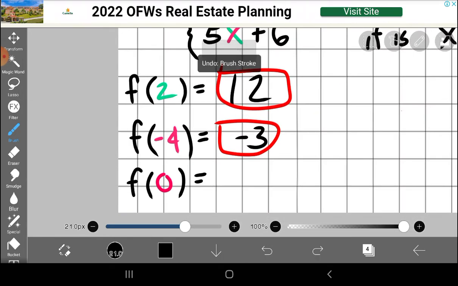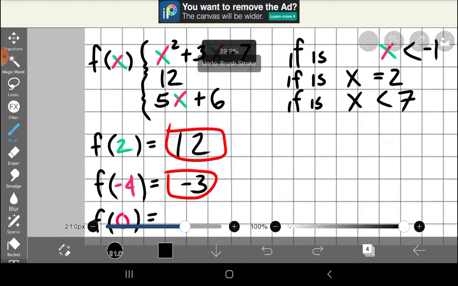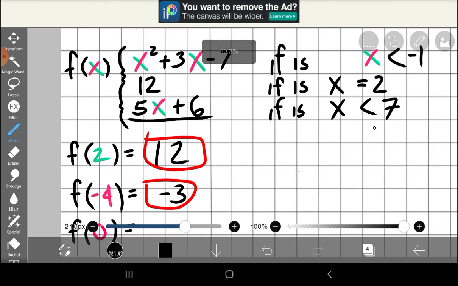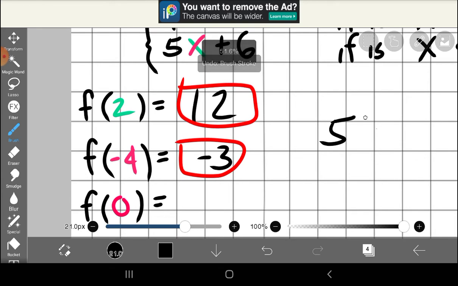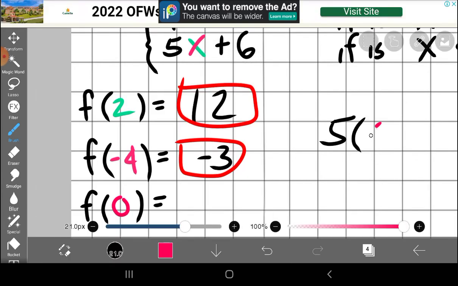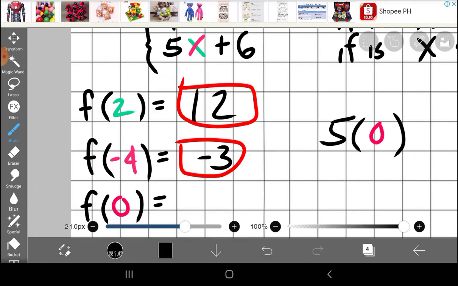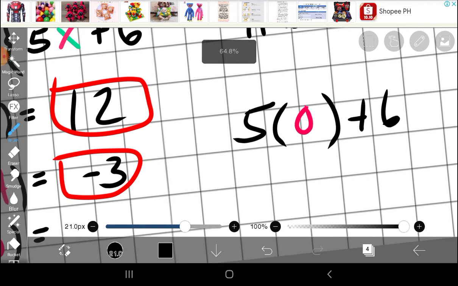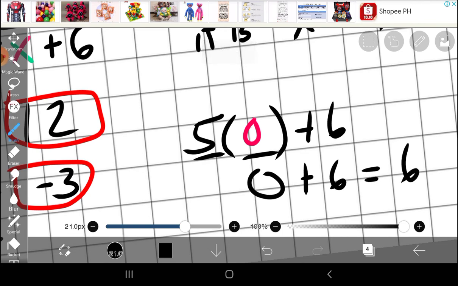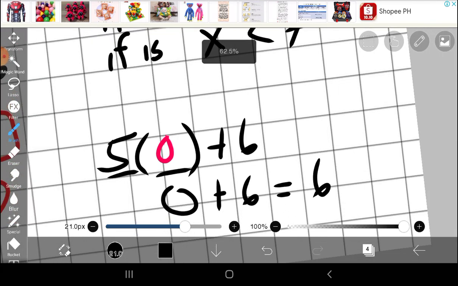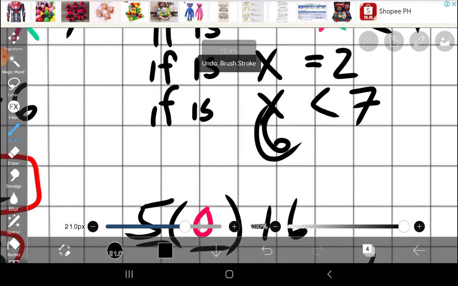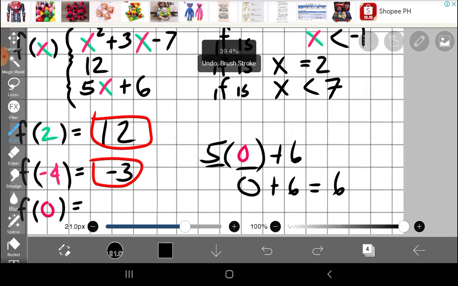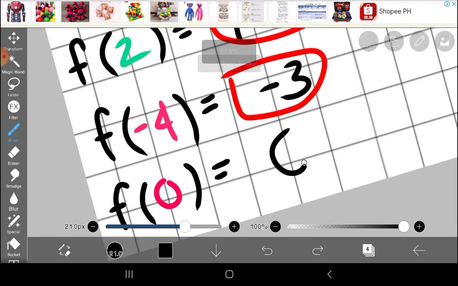Ngayon si 0 naman, try natin dito si 0. Mas mataas si 7 kaysa sa 0. So, let's try. So, 5 times 0, tapos plus 6. 5 times 0 is 0. Plus 6 equal to 6. So, pag nilagay natin 6 dito, 7 is higher than 6. So, it's right. So, ang sagot dito, 6.